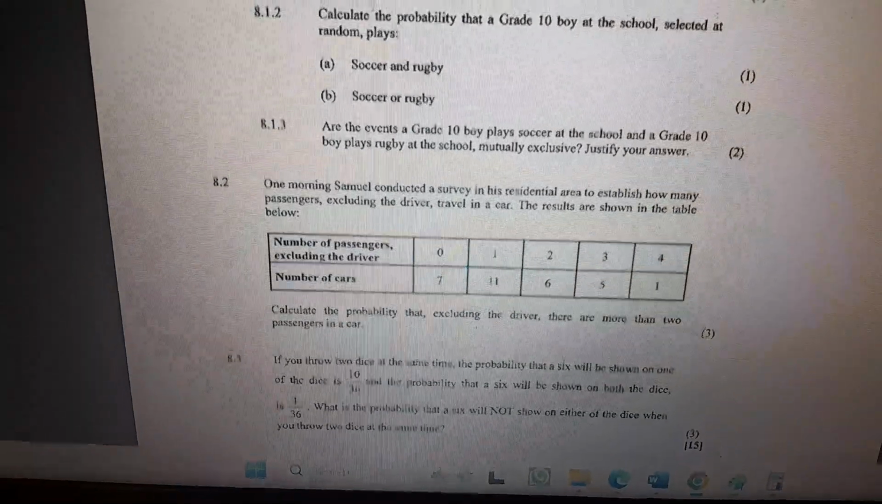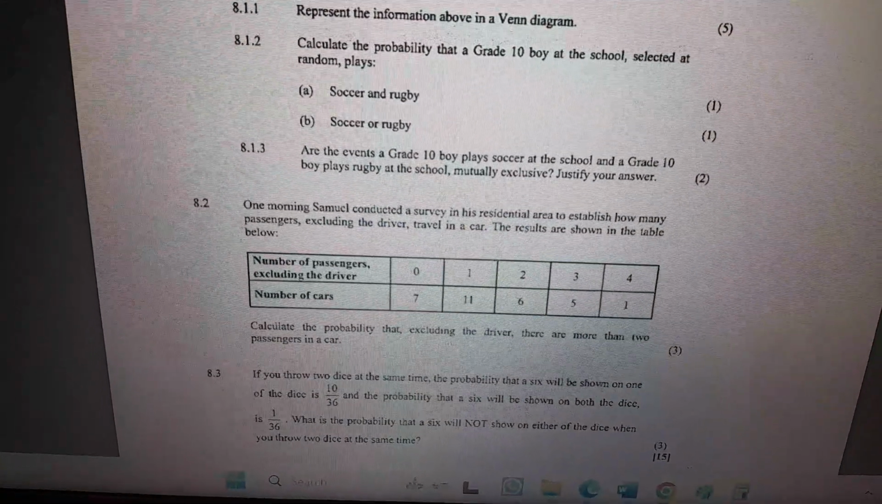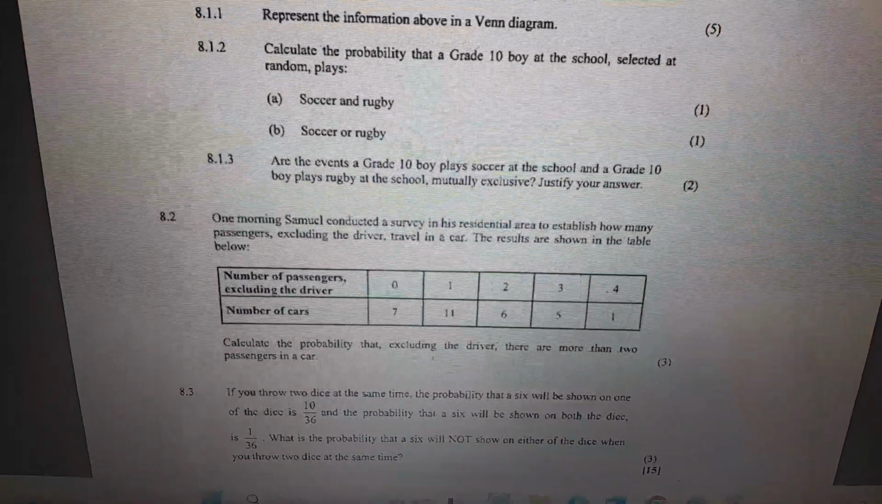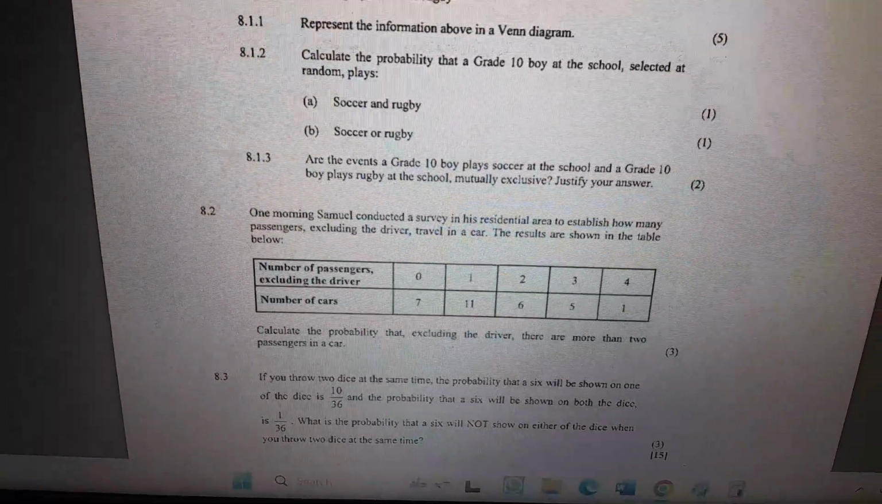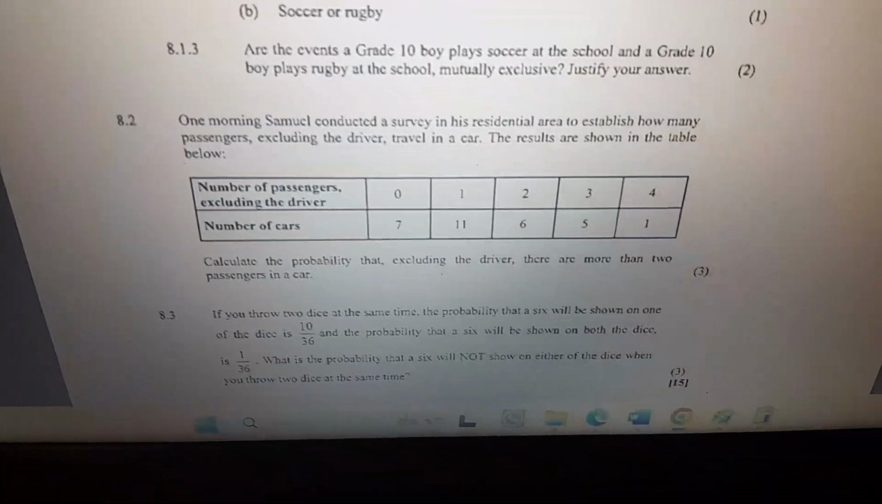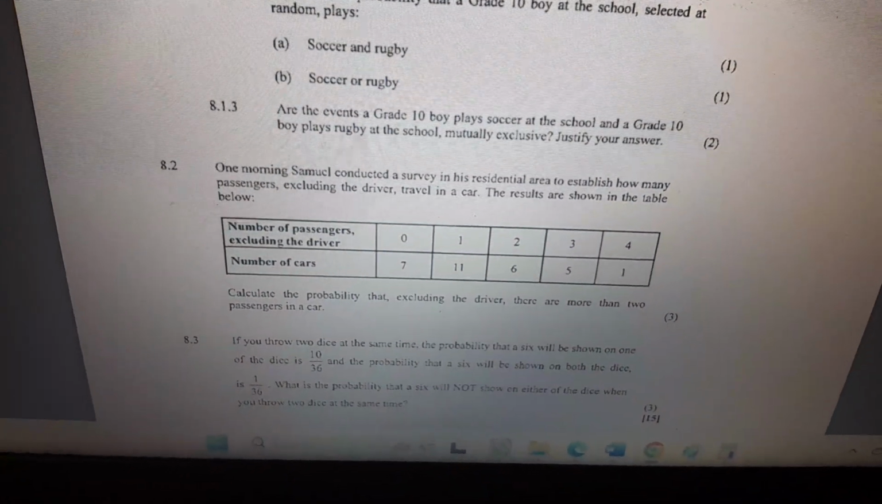Next question, 8.2. One morning, Samuel conducted a survey in his residential area to establish how many passengers, excluding the driver, were in each car. Okay. Calculate the probability that, excluding the driver, there are more than 2 passengers.